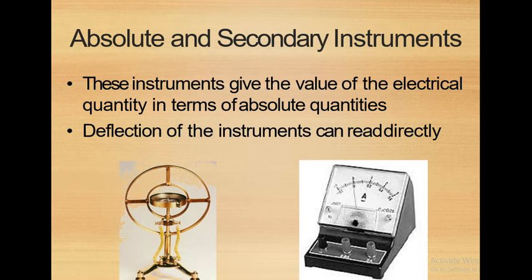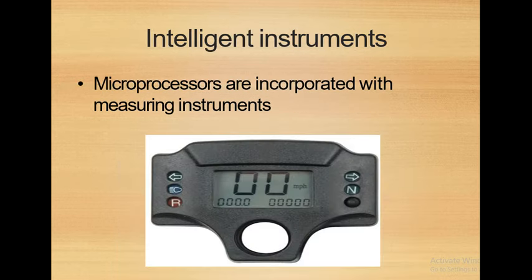Let us see the last type of instrument, that is the intelligent instrument. This intelligent instrument can be called a digital instrument, or an automatic instrument. But what does intelligent mean? There may be an intelligent system like a microprocessor or microcontroller, which will take something as an input, process that input, take a decision based upon that, and give the output. Such an instrument can be called an intelligent instrument.